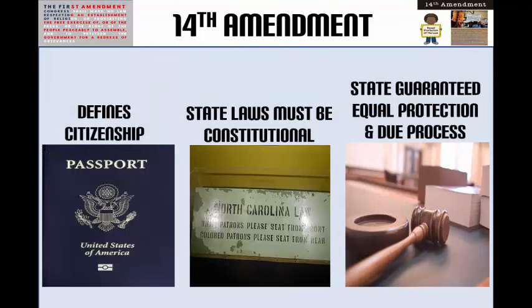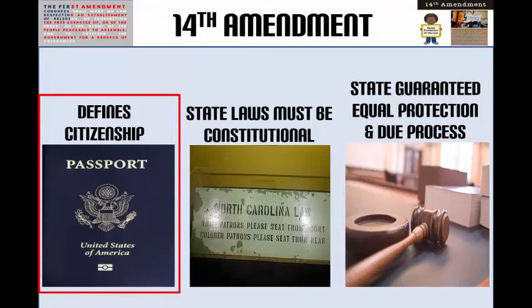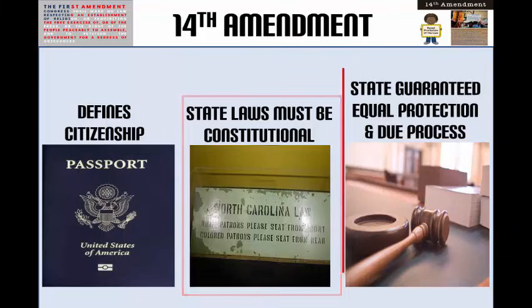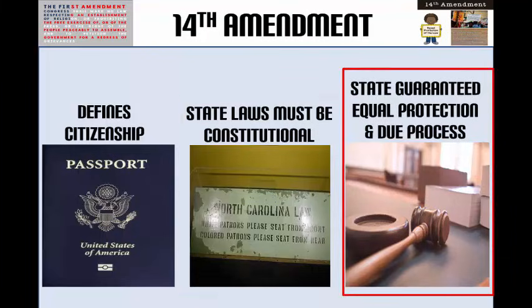So there are at least 3 important protections listed in the 14th Amendment. The first part, you hopefully remember, defines citizenship as those who are either born or naturalized in the U.S. We looked at this in our video on citizenship, so for today's lesson, we're going to focus on the other sections, which establish that state laws must be constitutional, and that state governments must protect due process rights and provide equal protection.